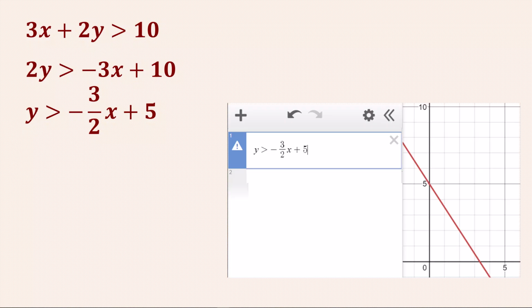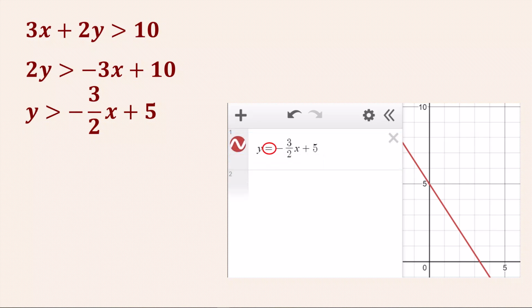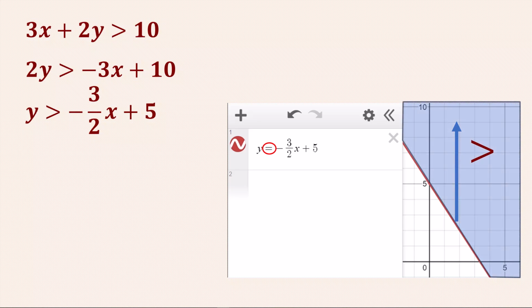The Texas STAR version of Desmos doesn't allow using the greater than symbol or any of the other inequality symbols. So we must use the equal sign, and then think about which area of the graph should be considered. Since the symbol being used is greater than, the area above the line is our solution, and we shade it in. Also, we use a dotted line since the inequality is only greater than and not equal to also.